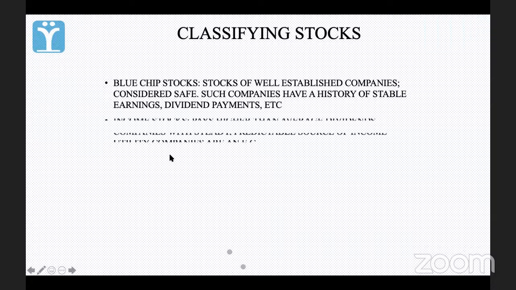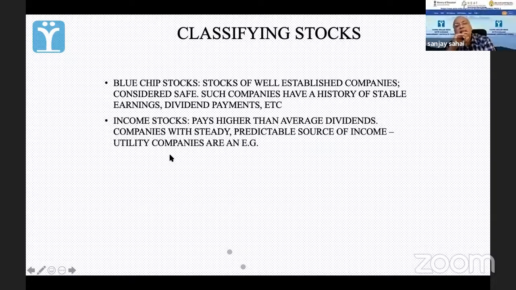Yes, sir. Okay. Then there is a category called income stocks. Now, income stocks basically are stocks of companies which are paying pretty good dividends. If they're paying good dividends, normally it means that they have a steady source of income, a predictable source of income. Let's say there is a company which is selling power, just as an example. Let's say it's a power company.